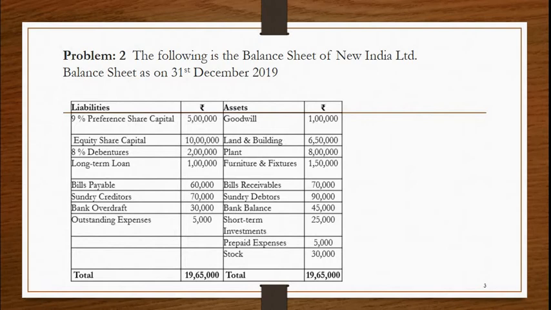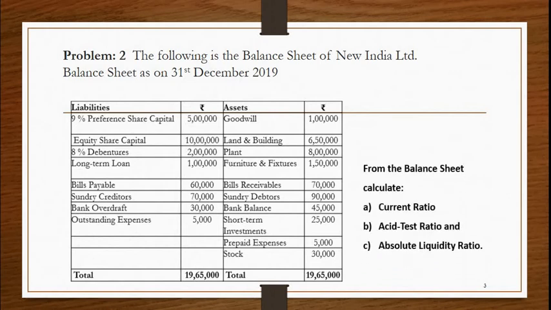When it comes to assets, the intangible asset goodwill is 1 lakh. The fixed assets are land and building rupees 6 lakh 50,000, plant 8 lakh, furniture and fixtures 1 lakh 50,000. The current assets are bills receivable rupees 70,000, sundry debtors 90,000, bank balance 45,000, short-term investments 25,000, prepaid expenses 5,000, and stock rupees 30,000. The total assets is 19 lakh 65,000.